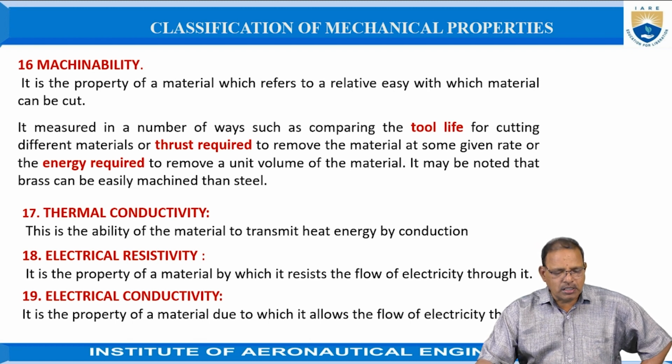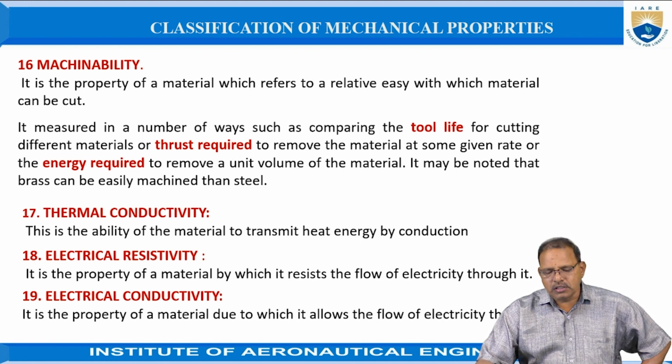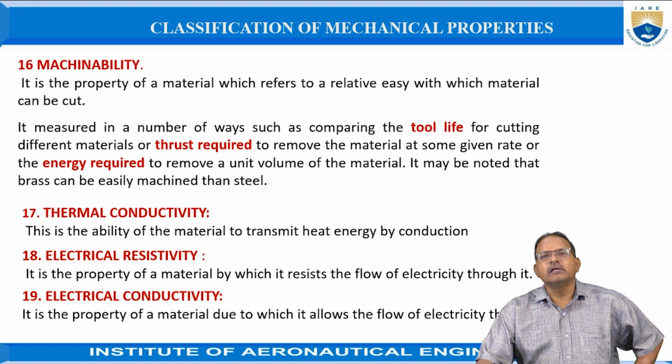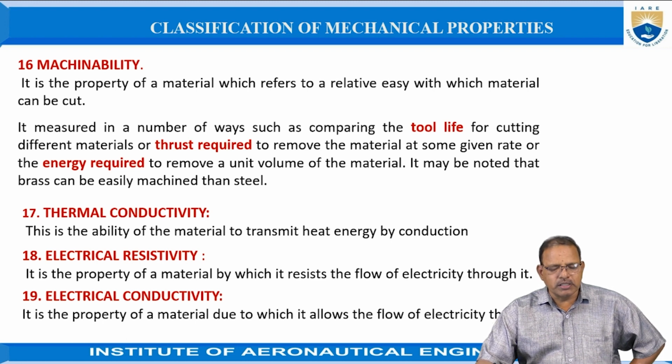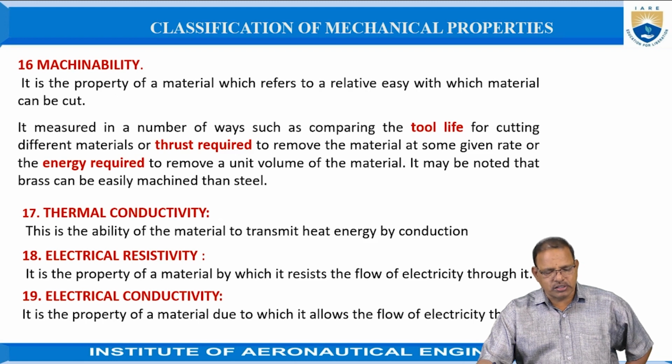Machinability. It is the property of the materials which refers to the relative ease with which materials can be cut. It is measured in a number of ways, such as comparing the tool life for cutting different materials, or the time required to cut the materials at some given rate, or the energy required to remove the unit volume of the materials. It may be noted that brass can be more easily machined than steel.